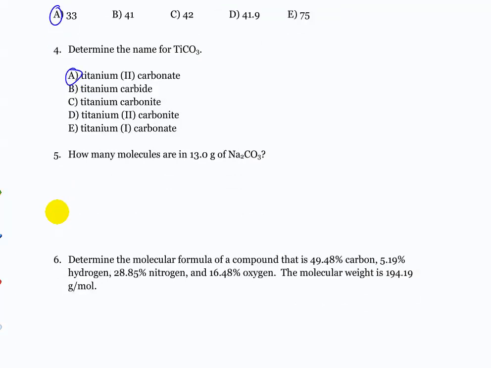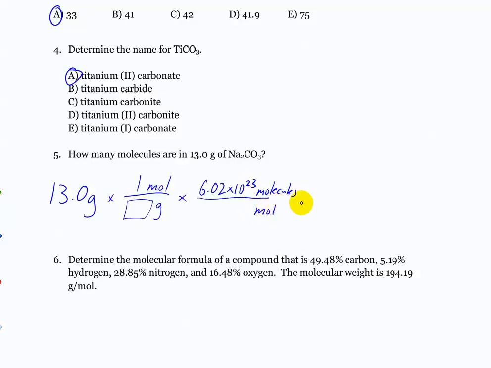All right, 13 grams of sodium carbonate. Hang on, I have the numbers here somewhere. No, I guess not. Well, we'll set it up. So you've got 13 grams times however many grams per mole, whatever that is, times 6.02 times 10 to the 23rd molecules per mole. And that's your answer. All right? I don't know the answer.